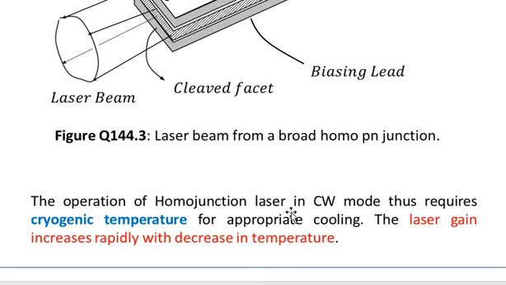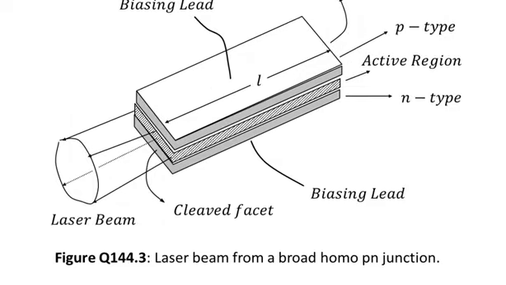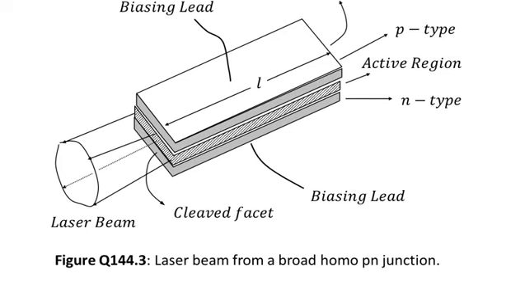The operation of the homo junction laser in CW mode thus requires cryogenic temperature, that is, low temperatures are required for appropriate cooling. The laser gain increases rapidly with the decrease in temperature. So for such a homo p-n junction laser, if you use cryogenic temperatures, that is a much lower temperature, then of course the performance of the laser is improved, and the laser gain increases very rapidly with the decrease in temperature.